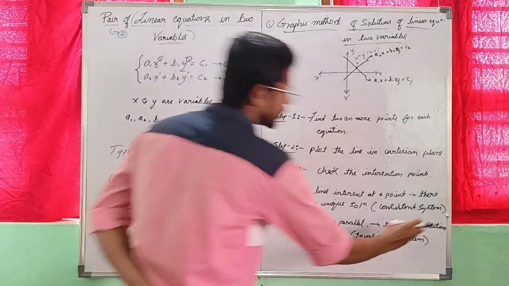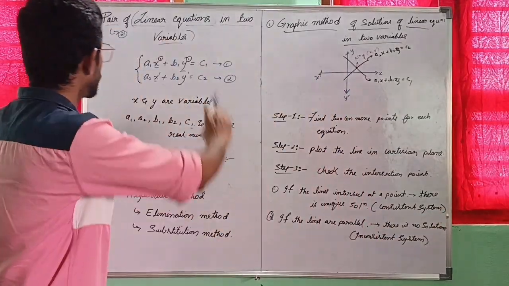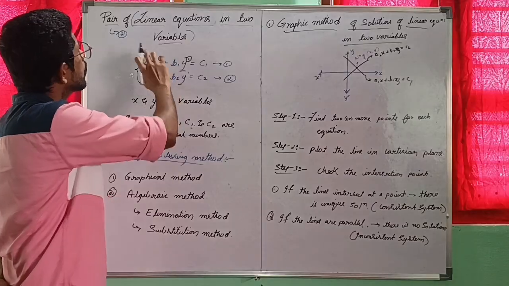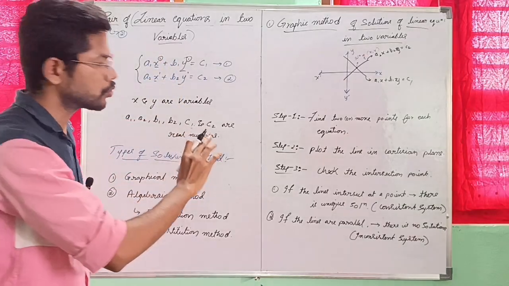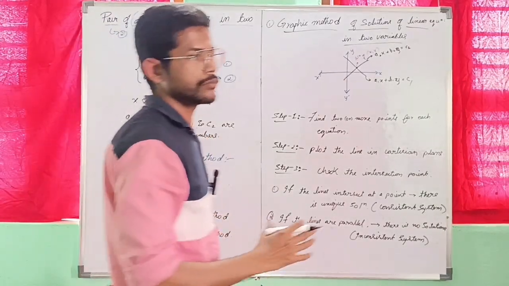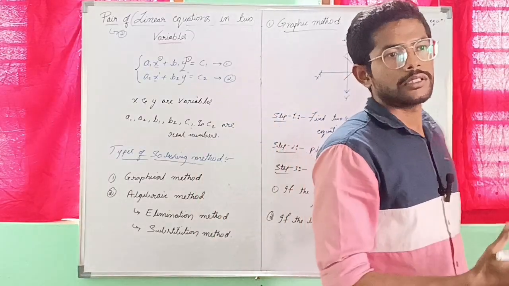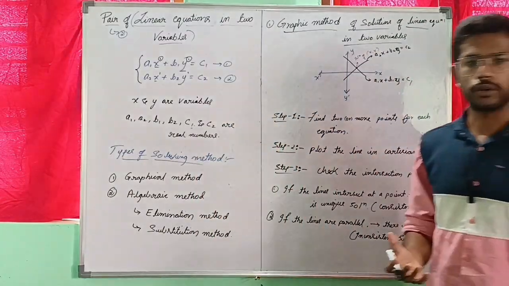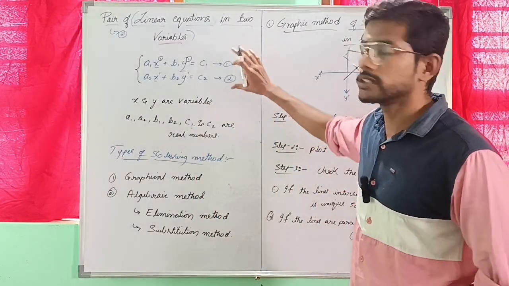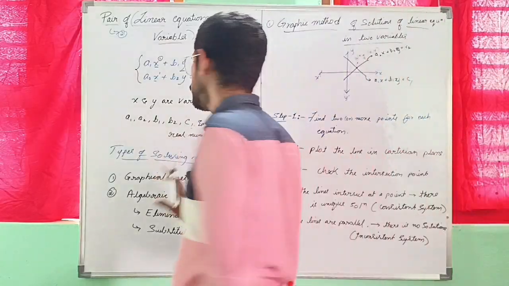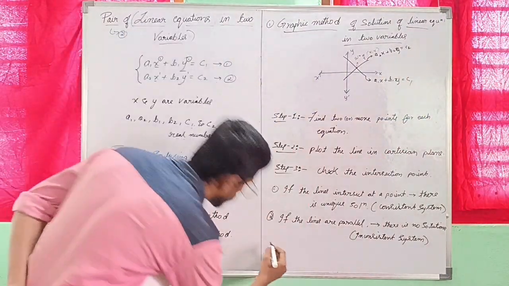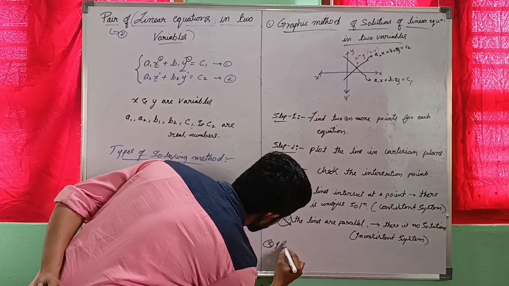Here I am reading system. What is a system? Here we are taking two linear equations, right? So when the equations are two or more, we call that a system of equations.